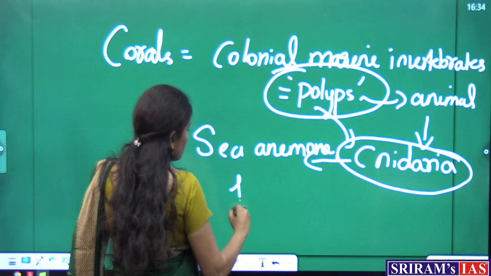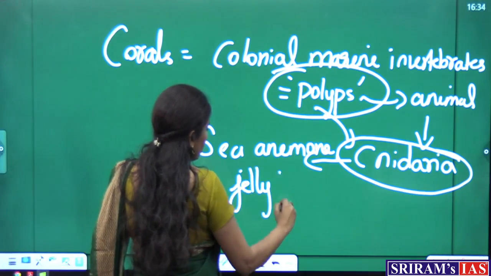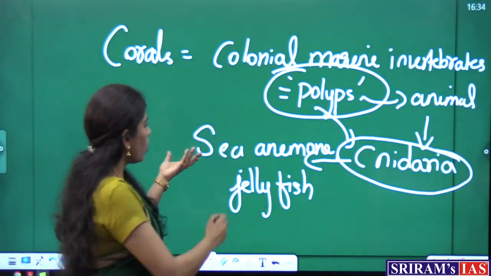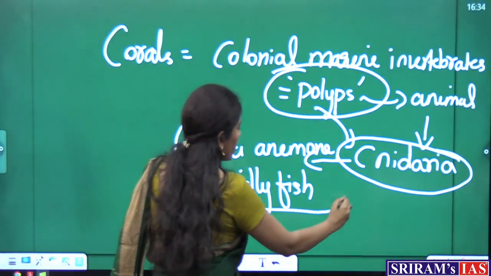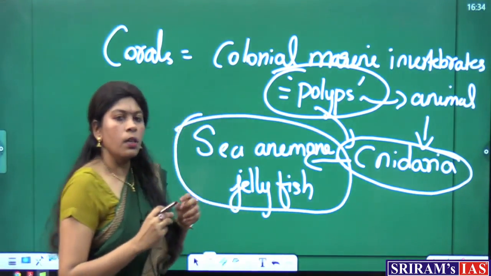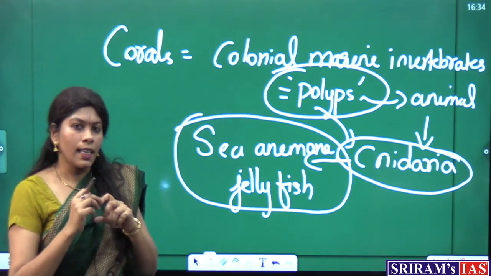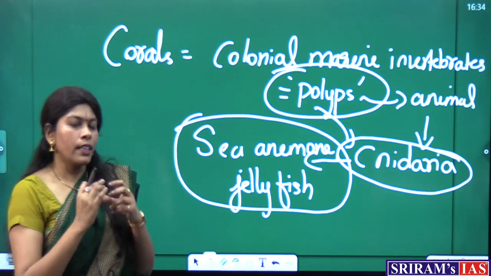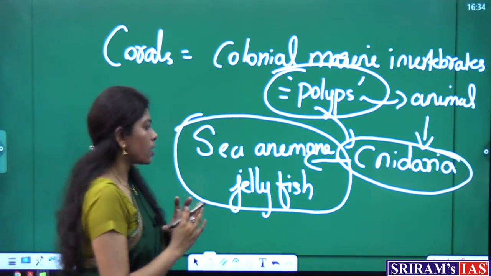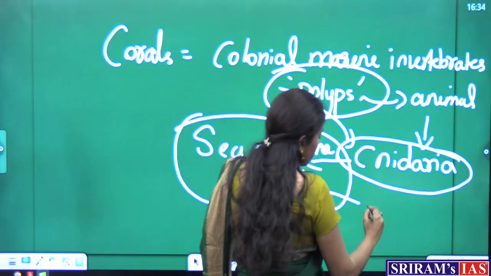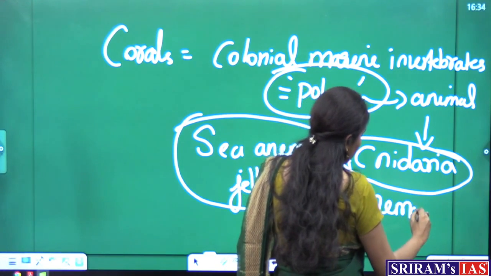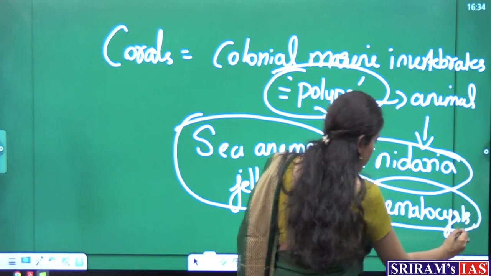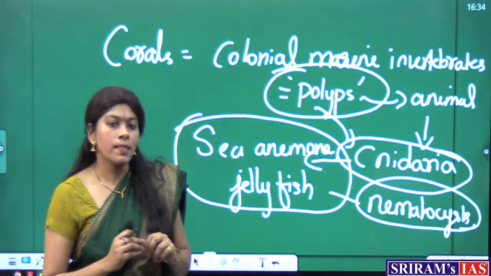Then jellyfish, you would have seen them flying in the sea. So jellyfish, all this group of organisms, possess stinging tentacles like needles, like a hand they use the tentacle. So they have stinging tentacles, we call this nematocysts. I will explain why I am saying this here, but they have stinging tentacles.